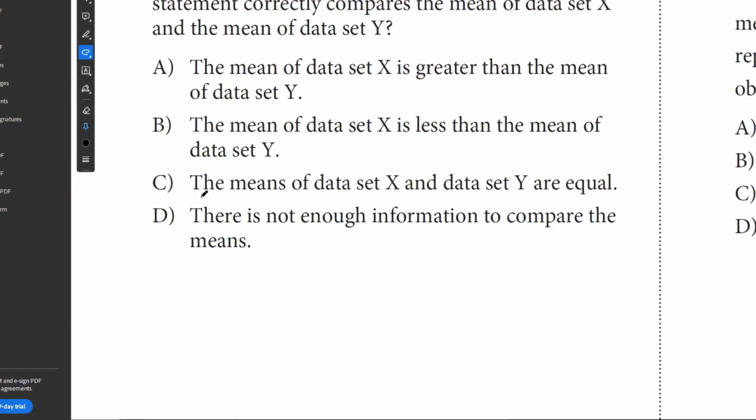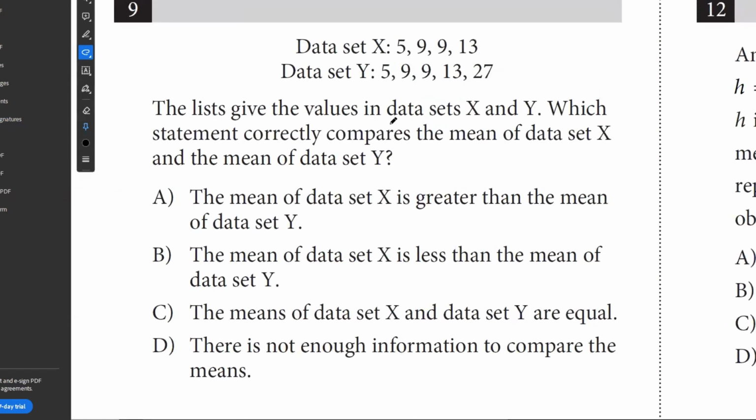Okay, question number 9. The lists give the values in the data sets x and y. Which statement correctly compares the mean of data set x and the mean of data set y? Guys, make sure that you know what mean means. It's actually the average, which is adding every term, let's say x, y, z, and dividing by the number of terms. So let's find the average, and then we'll look at the answer choices.